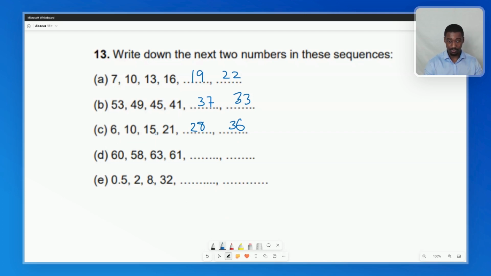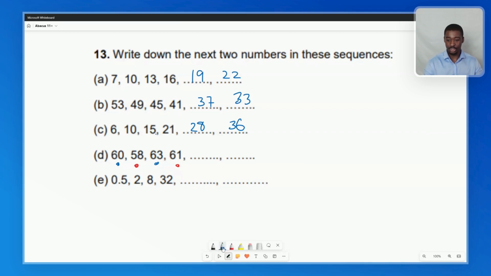What's going on here? At first, it seems a bit confusing because we're going down and then we're going up and then we're going down. I mean, it's minus 2 and then it's plus 5 and then it's minus 2. What's going on? The key here is to understand that the relationship is between every other number, not consecutive numbers next to each other.